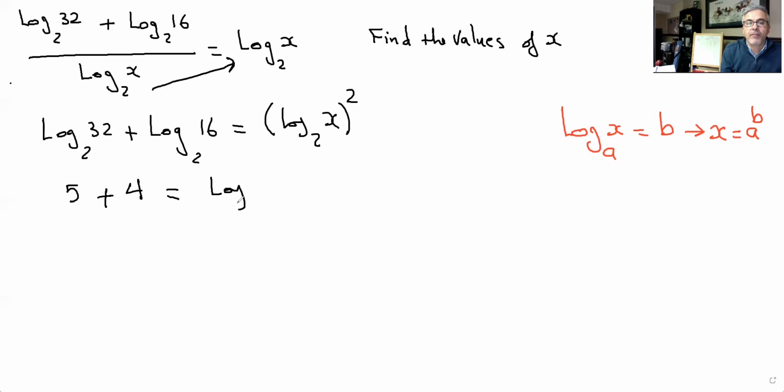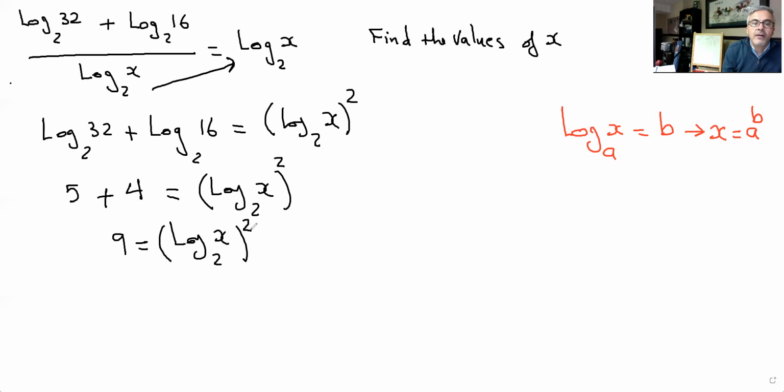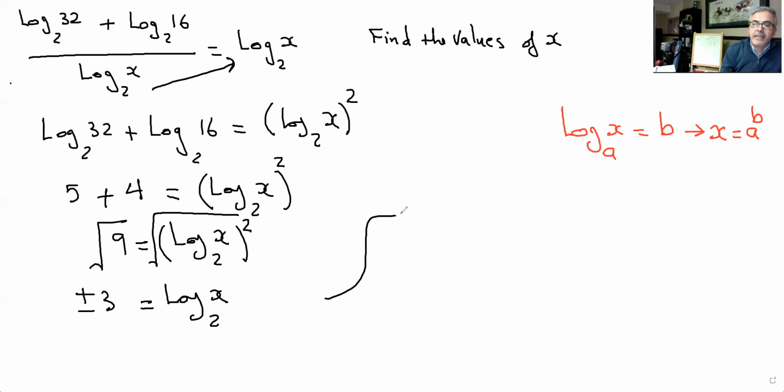Equals log base 2 of x squared. Now this is 9 equals log base 2 of x squared. I'm going to square root both sides to get rid of the square, and it's going to give me plus or minus 3 equals log base 2 of x. Now I'm just going to take this and write it twice. Log base 2 of x equals 3, and log base 2 of x equals negative 3.